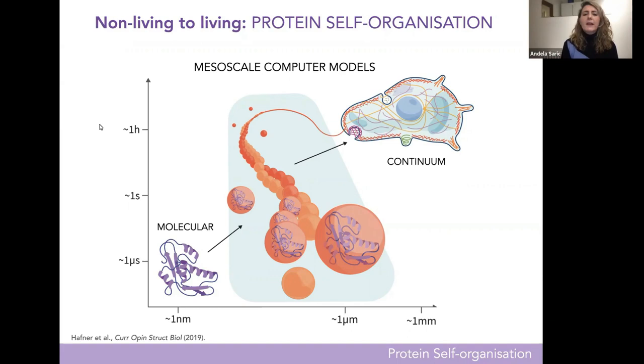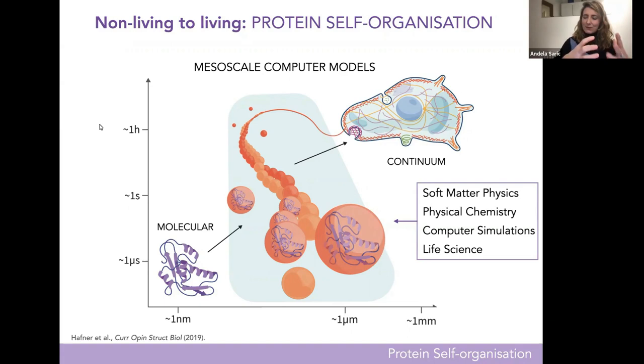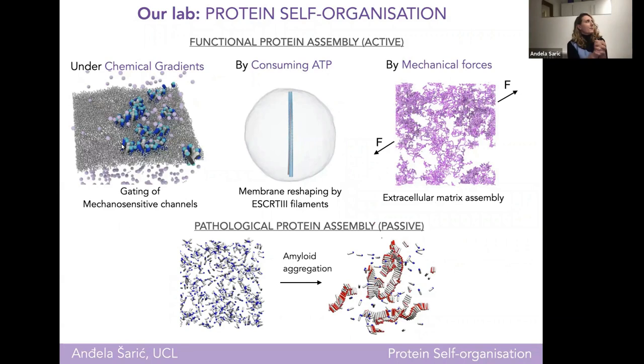And to say that this research is rooted in soft-matter physics, but also interfaces with physical chemistry, and we use computer simulations to answer life science questions. And there are really three main ways how assemblies are driven out of equilibrium in the cell.